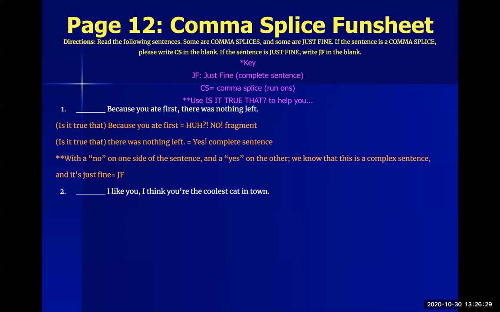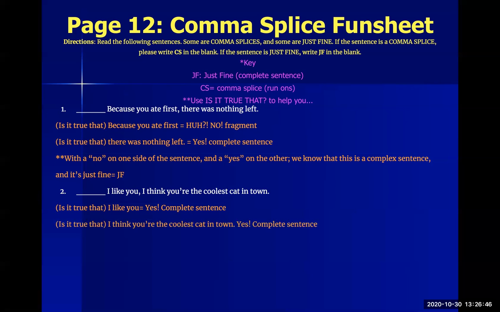Number 2, "I like you, I think you're the coolest cat in town." Let's check both sides of that sentence. Is it true that I like you? Yes, I like you. No, I don't like you. Either way, that's a complete sentence. And the second part of that sentence, is it true that I think you're the coolest cat in town? Yes, you're the coolest cat in town. No, you're not the coolest cat in town. Either way, that's a complete sentence.